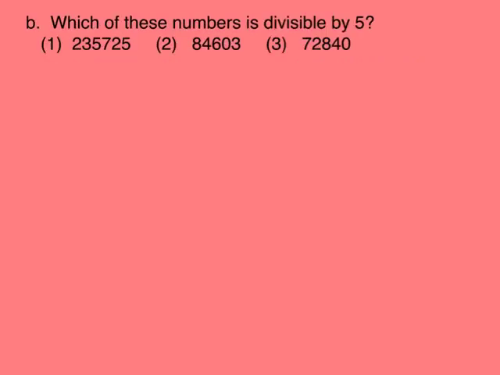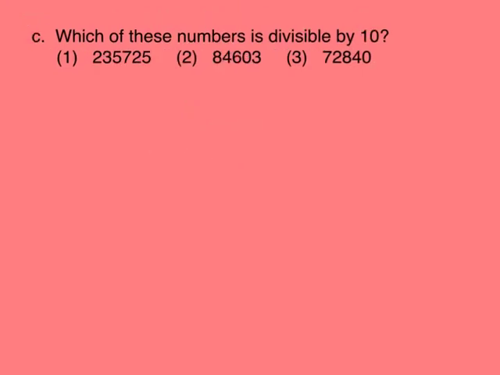Go on to B. B says, which of these numbers is divisible by 5? And again, we don't have to add any digits in this one. We can just look at the last number. This one has a 5, this one has a 3, this one has a 0. The rule says if it ends in 5 or 0, it is divisible by 5. So that's going to let out number 2, but choice 1 and choice 3 are both divisible by 5. Isn't that easy?